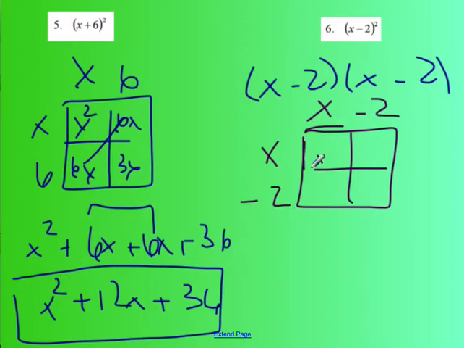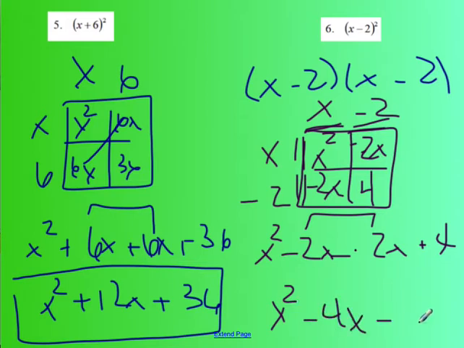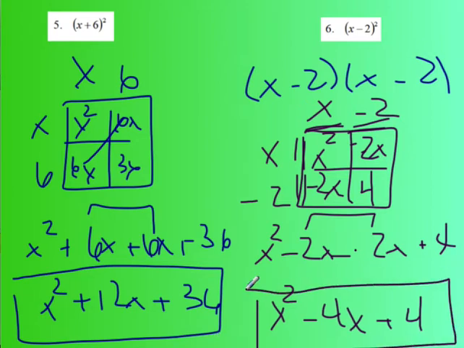X times x is x squared. -2 times x is -2x. Put that negative sign in there. -2 times x is -2x, and -2 times -2 is positive 4. So then when I write out all of these terms, it's going to look like this. And then I need to combine my middle two terms. So x squared and then -2x minus 2x is -4x. And then I'm going to go ahead and add 4. So this is your final answer for number 6.